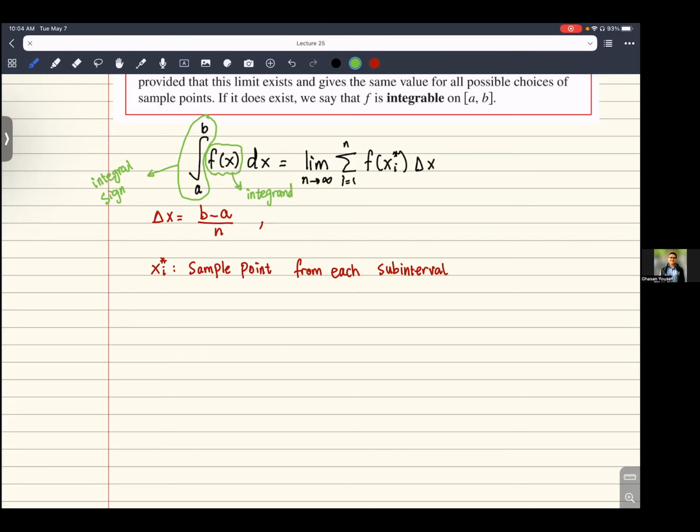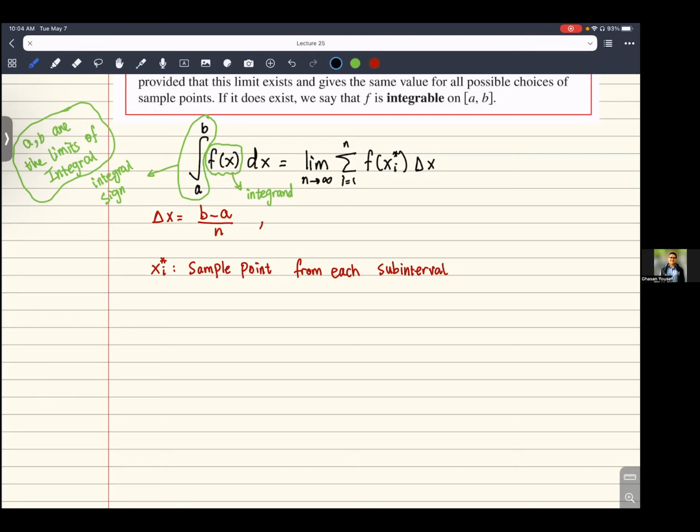And again, the values a and b here are called the limits of the integral. This is just a notation you should know, because this is the first time you see the integral. So a and b are the limits of the integral, this sign is called the integral sign, and f of x is called the integrand.